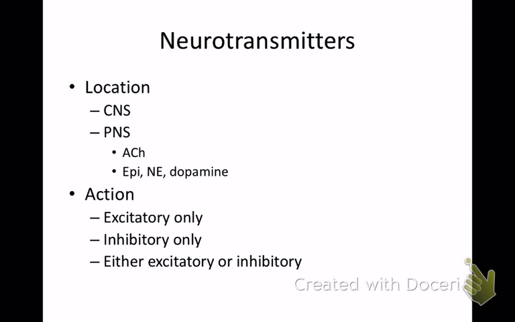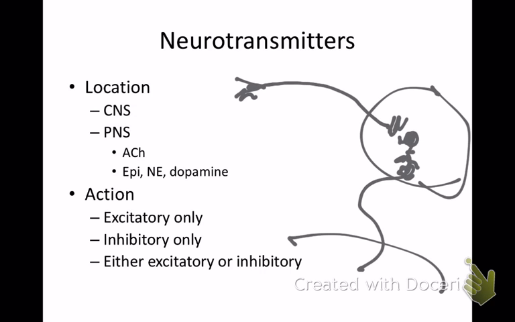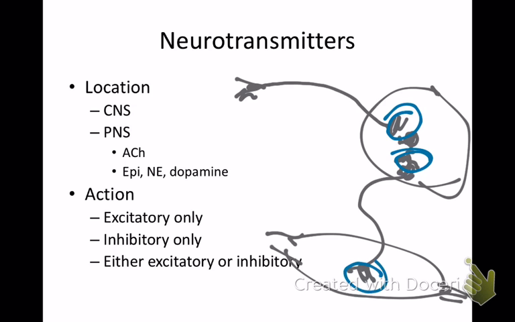Based on what we know about reflex arcs, here's my sensory neuron. It comes into the brain or spinal cord. It synapses with my association neuron, which synapses with my motor neuron, which goes out to a muscle or a gland. Where are my synapses? I have synapses here and here and here, right? So which are the only synapses in the PNS? On the muscle, or if it's not a muscle, it's a gland.